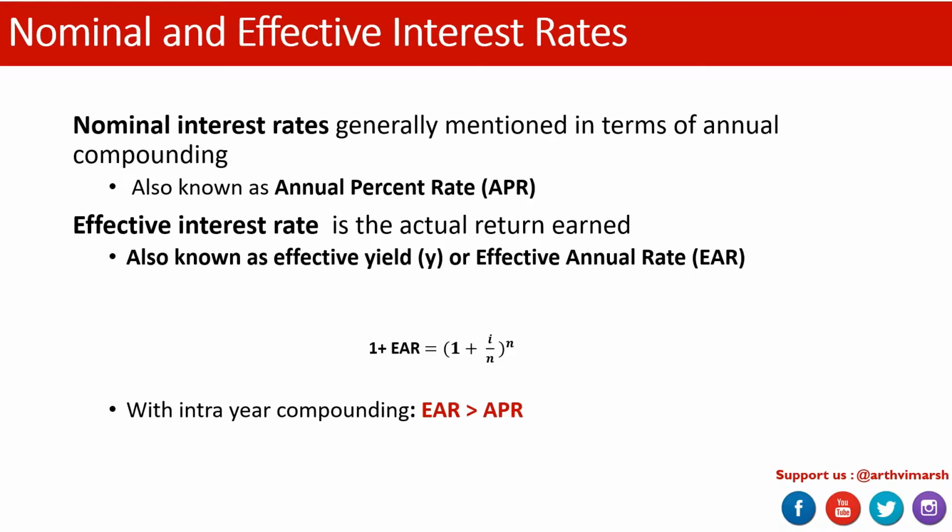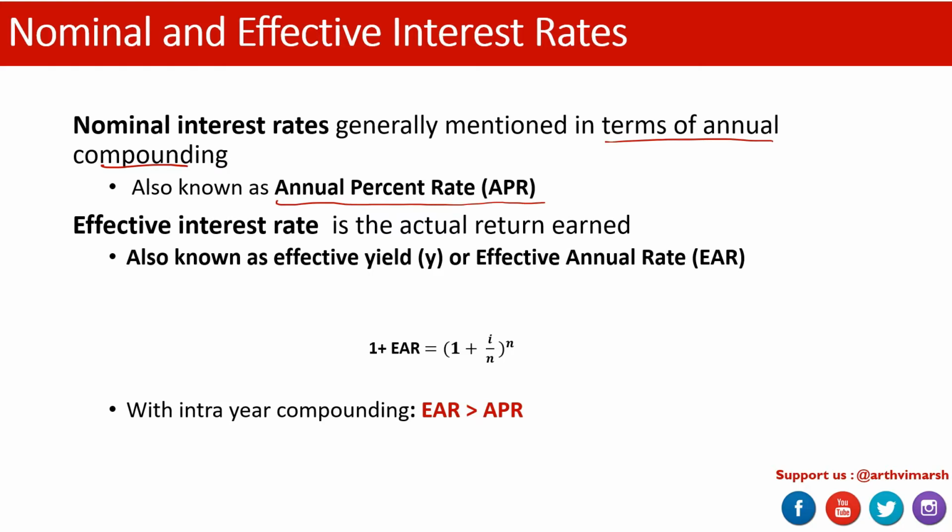So typically, nominal interest rates are quoted in terms of annual compounding. You should take note that they are compounded on an annual basis, and this is jargon again, they are known as annual percent rate, APR. While the effective interest rate implies the actual return earned, and it's known as effective yield or effective annual rate. Again, these are two jargons which you will encounter across different resources in economics and finance, when reading books or even in the news media.